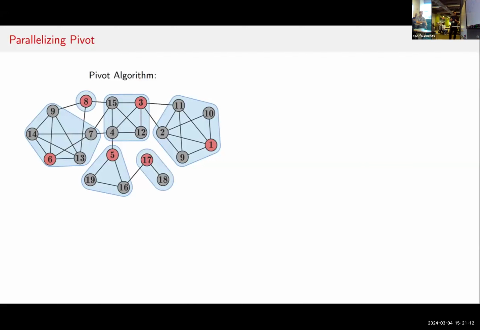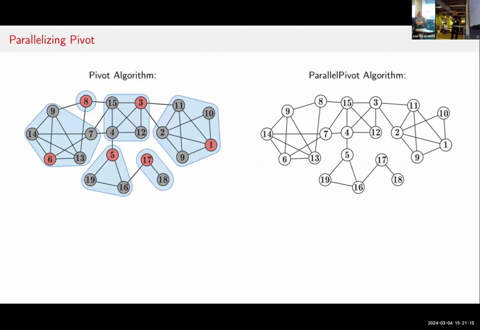Now we can parallelize this in the following way. We again draw a random permutation. Suppose we take the same permutation, and now instead of in the first round just marking 1 as the pivot, every vertex whose rank is smaller than all of its neighbors, we can safely assume that it's going to be a pivot. So the moment that we reach that vertex, it's going to be a pivot. So in the first round, other than 1, we'll be sure that, for example, vertex 6 is also a pivot because its neighbors are 7, 9, 14, and 13. So in the first round, we'll actually find 3 pivots.